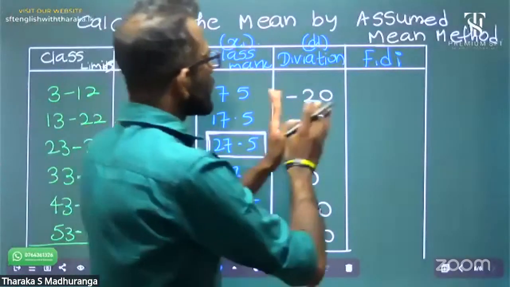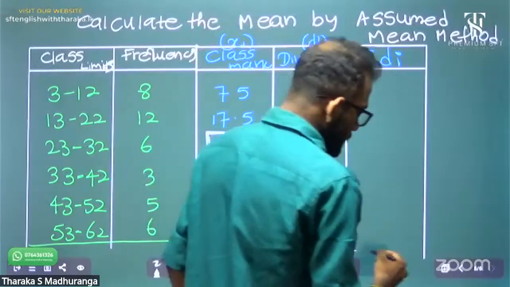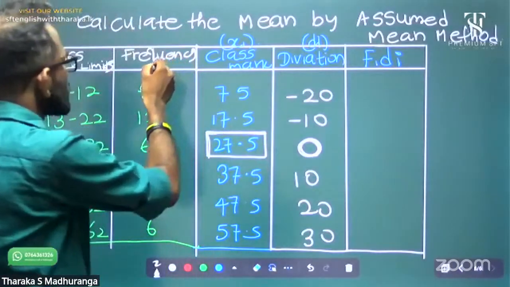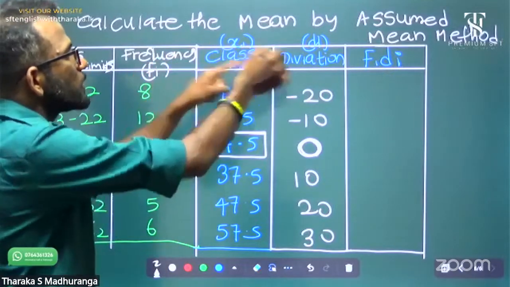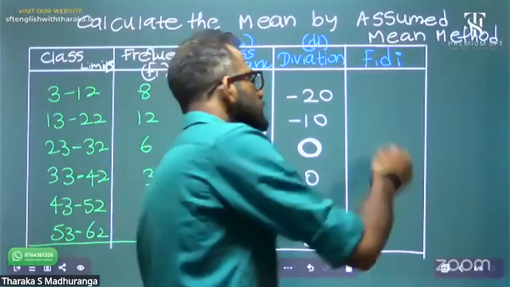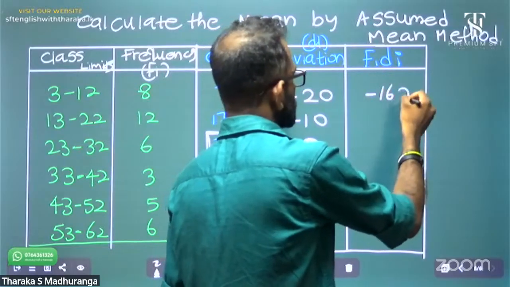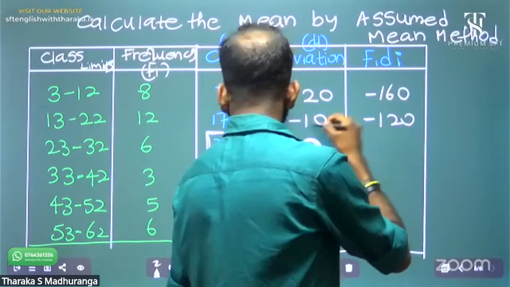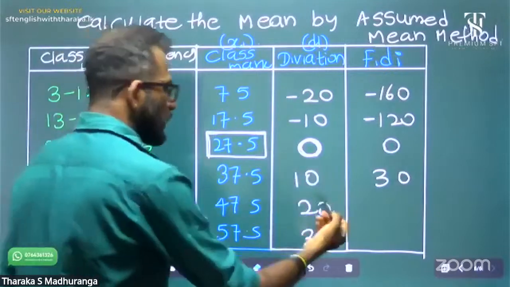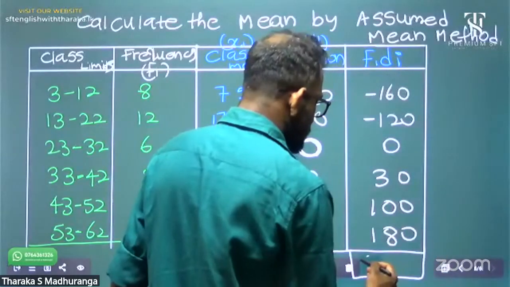Now be more careful. In the assumed mean method, the column is not fixi, it is fidi. Fi means frequency, multiplied by deviation. 8 into minus 20, minus 160. 6 into minus 10, minus 60. 6 into 0, 0. 3 into 10, 30. 5 into 20, 100. 6 into 30, 180.